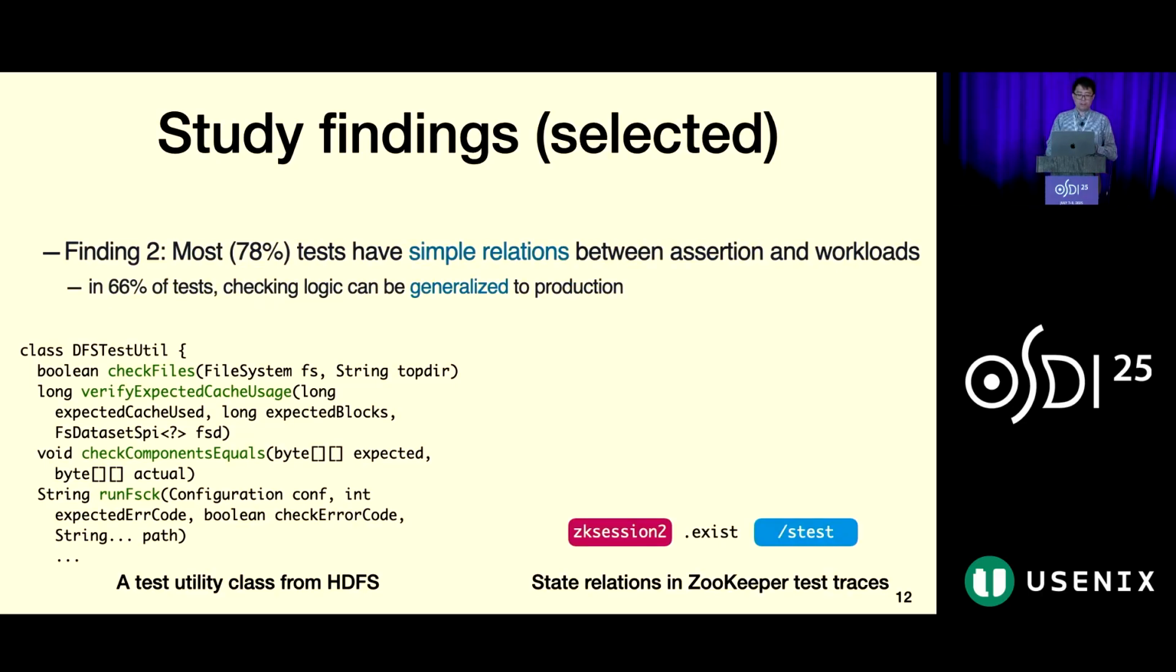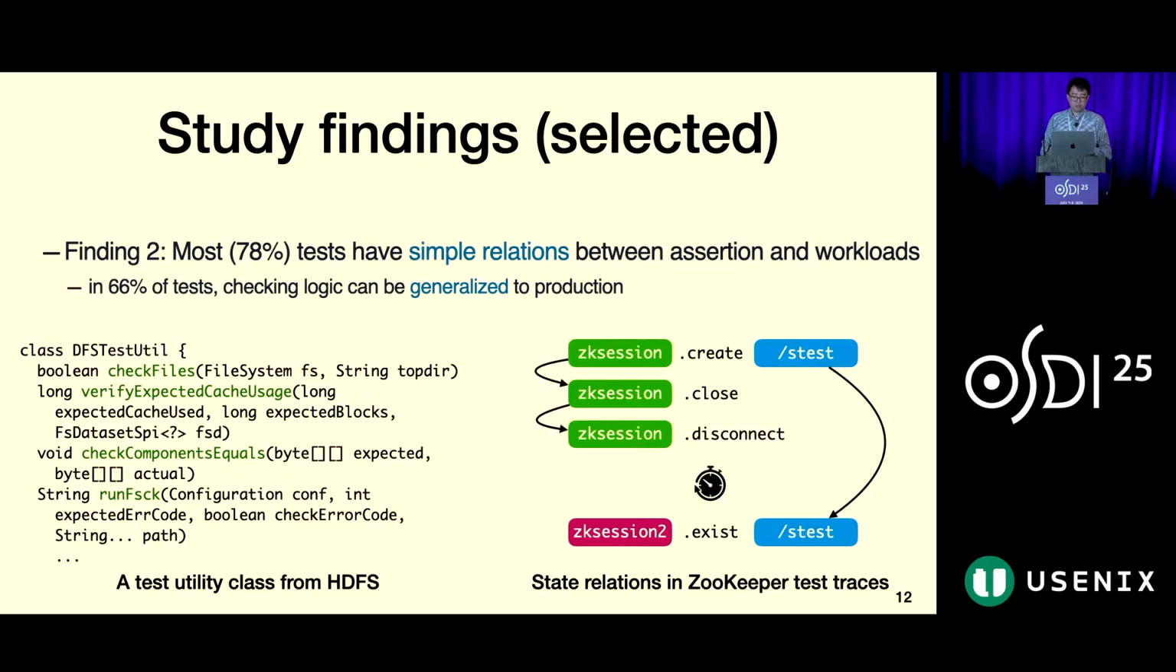Second, we found that it is common for the expected value in an assertion to have simple relations with prior workload values, such as equality. This means we can potentially infer the assertion values from the past events. And we found that in 2/3 of the tests, the checking logic can be generalized from the test to production by replacing specific instances.